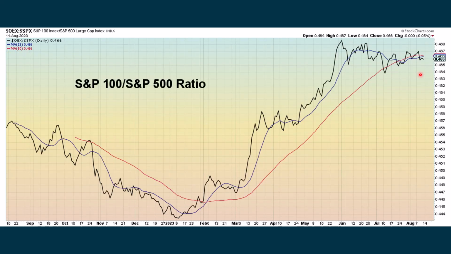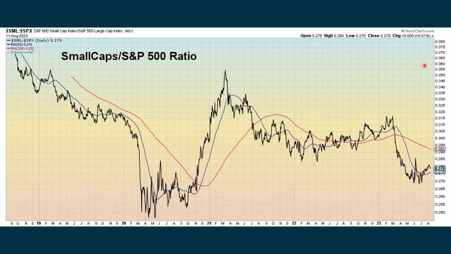We look at the S&P 100 and compare it to the S&P 500. We did see a death cross here, but the S&P 100 has been holding up fairly well, and we're almost ready to see a golden cross with this ratio. The small caps to S&P 500, they continue to underperform.